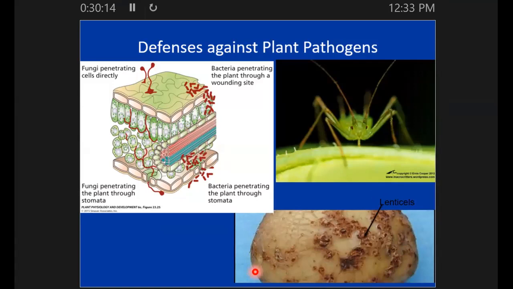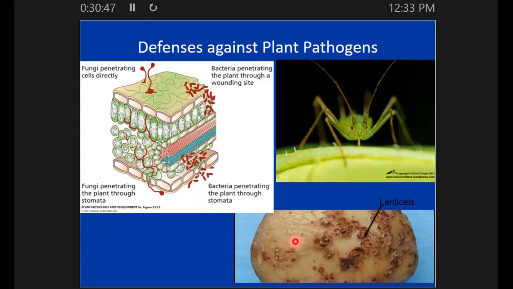But that's also a way for the good guys to get in. So it's not just pathogens that will be doing that. They're trying to show here that there are microbes entering in through the stomata. You can get them directly, digesting their way through the wax, the cutin, and getting through that way just by damaging the cell wall and cell membrane.